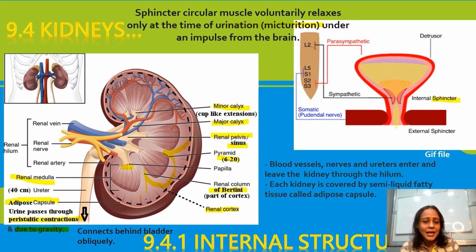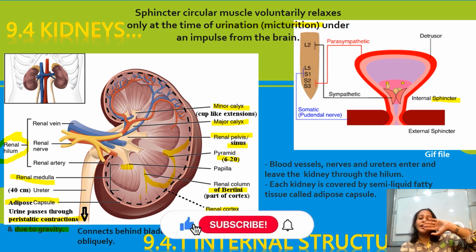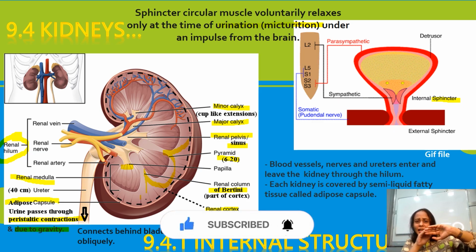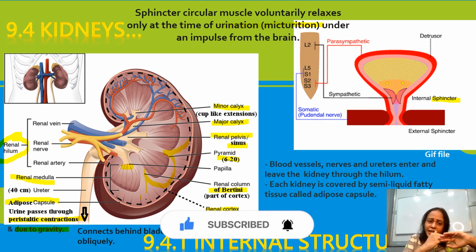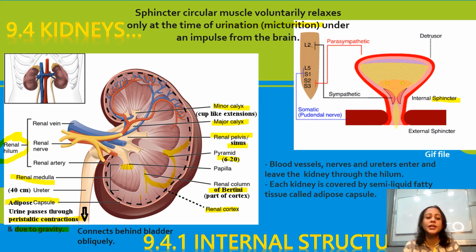Now the last part of the kidney which we did not discuss is the renal hilum. Let's see the renal hilum. Hilum is like a highway or a junction point where all blood vessels are entering or leaving the kidney, and the nerves are also entering the kidney. So that junction point is called the renal hilum.